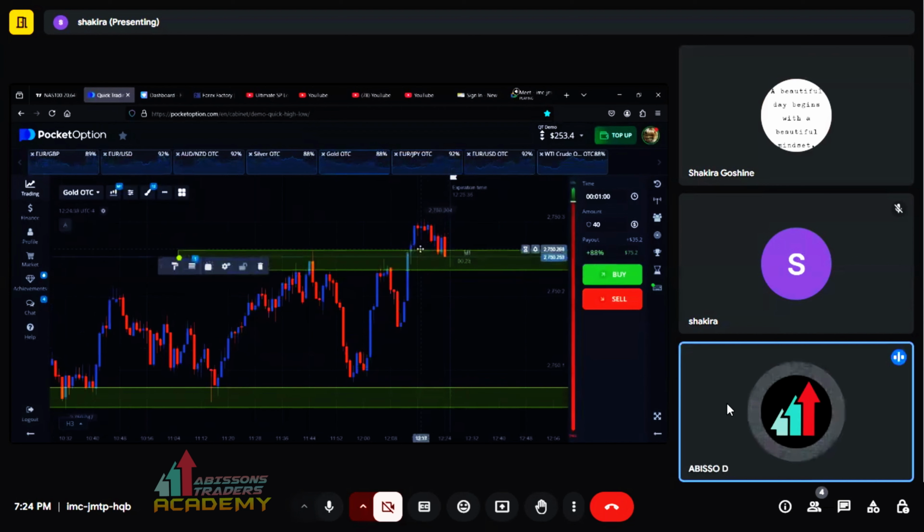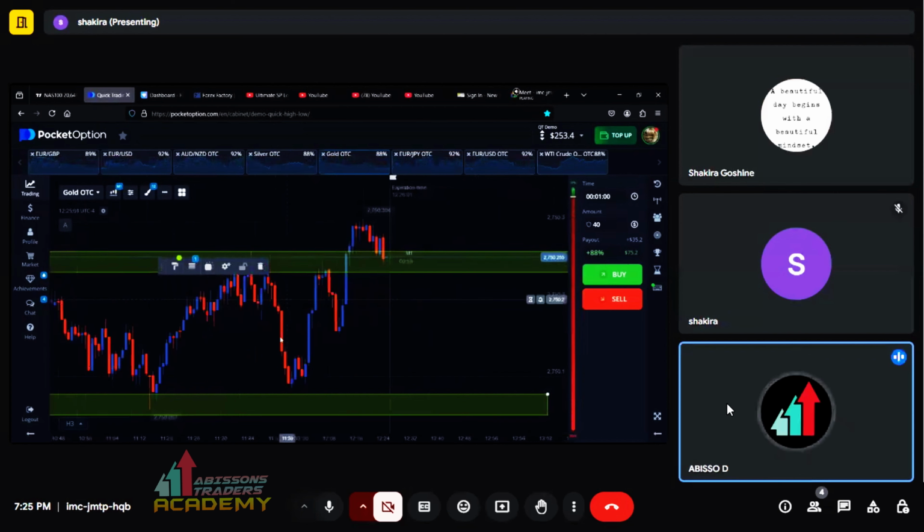Yeah, that's a zone. That's a zone. Cover the wicks. Make sure the lower line is also at the wick properly. The lower line of the rectangle. Okay, all right. So if you touch your lower line, you're going to buy, right?